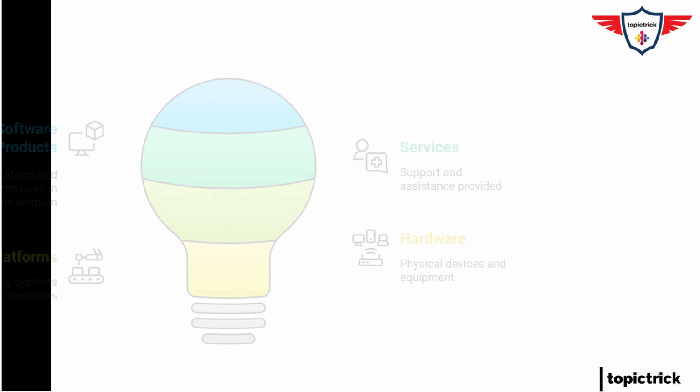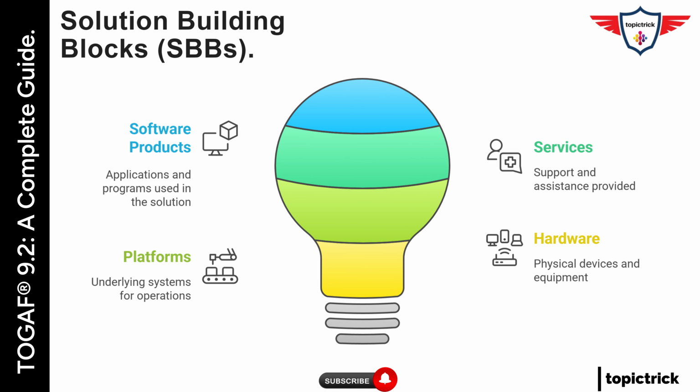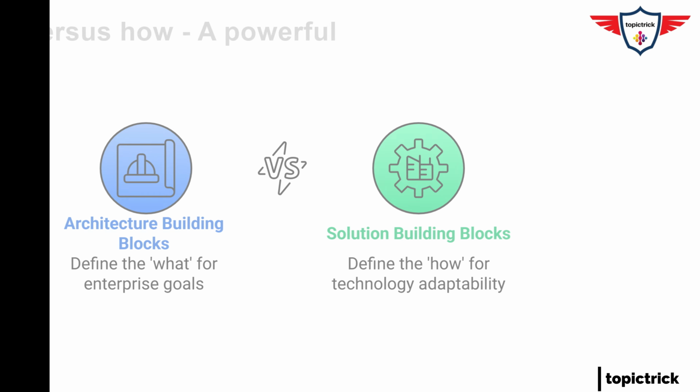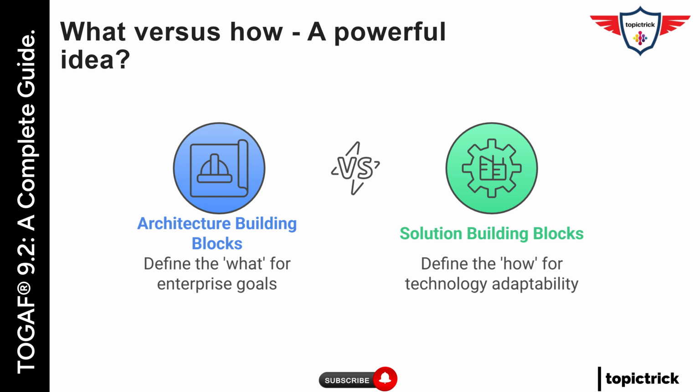SBBs define the how. They're the actual software products, services, platforms, or hardware that fulfill the requirements of an ABB. Continuing with our banking example, the SBB might be AWS Cognito configured with multi-factor authentication and user roles, which directly maps to the architecture building block we defined earlier. This separation of what versus how is a powerful idea. It gives architects the flexibility to define solutions that are both aligned to enterprise goals and adaptable to technology changes. It also allows organizations to build reference models and architecture patterns that guide consistent delivery across multiple projects.